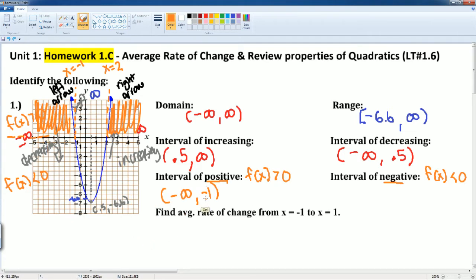It would be from 2 comma all the way to positive infinity. And again, let me draw the arrows to denote that for you. There you go. That's when it's positive.